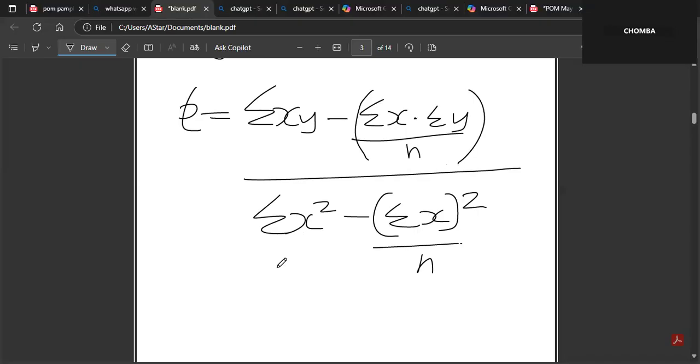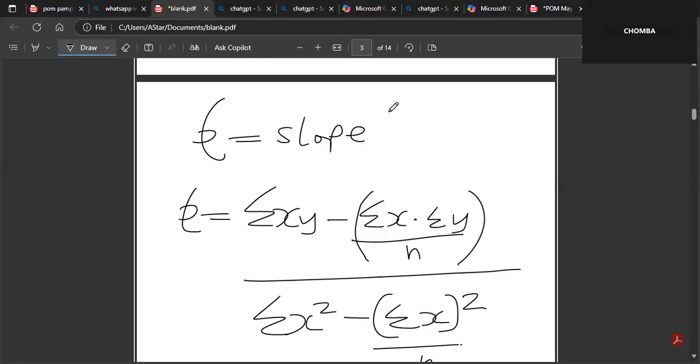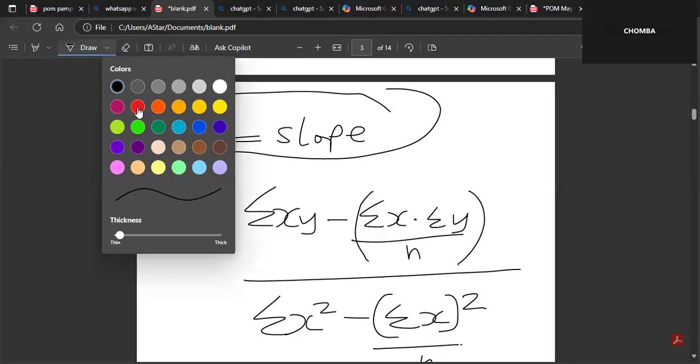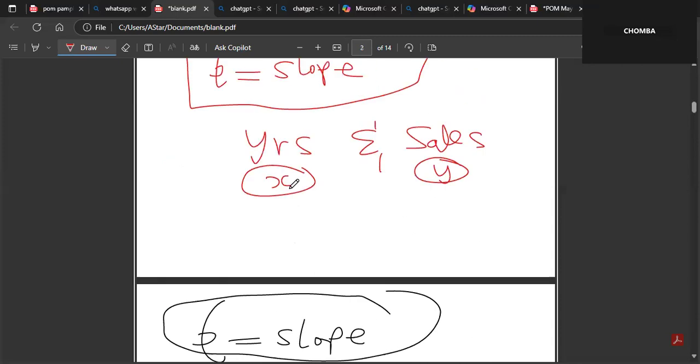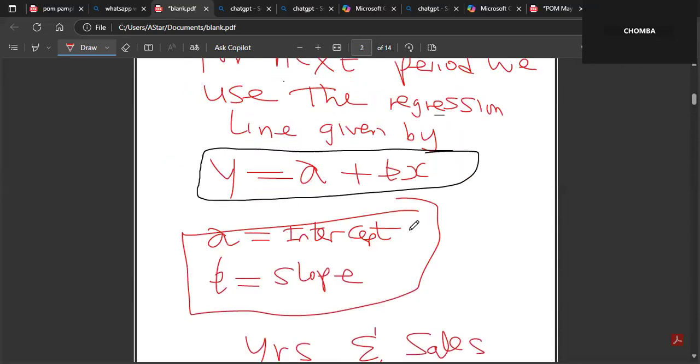Okay. Then which one is the slope? Come again? Which one is the slope? The beta. With the B. The B, yes. So A is what? Come again? A is the intercept. Yes, A is the intercept.